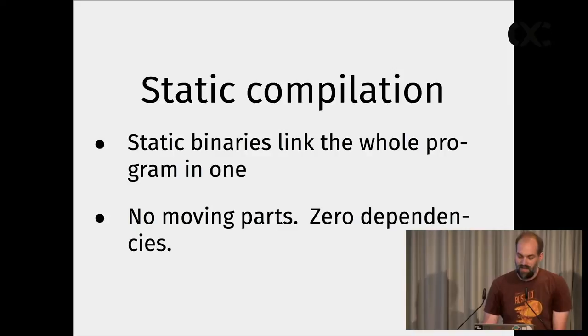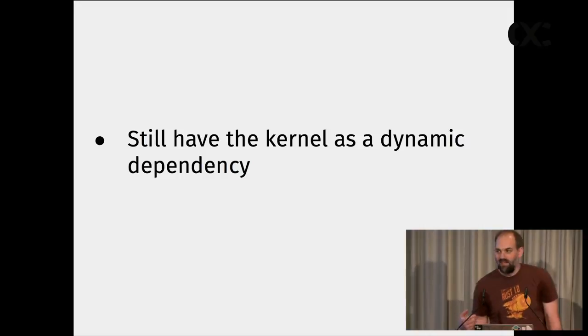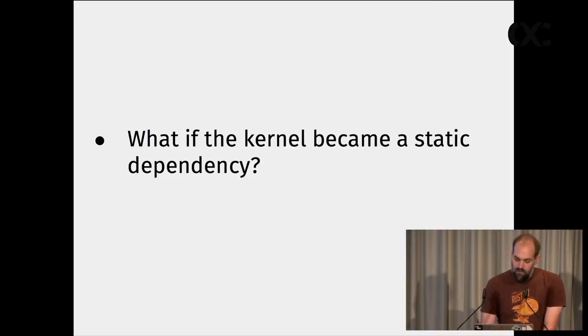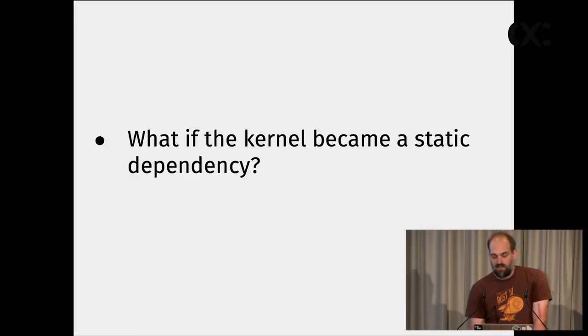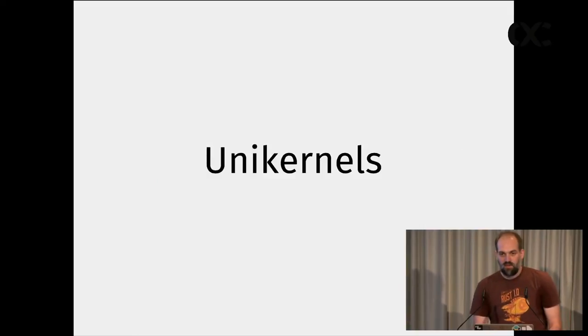That's actually not the case, because you still have a kernel as a dynamic dependency. So if you statically compile something for Linux, you still need to run it on a Linux machine and not on a Windows machine. But what if we actually turned the kernel into a static dependency, treated it as a library, and say, we're just going to run this on some kind of computing machine? That still means we have the architecture as a dependency, so the whole thing just moves a little. But we can do that. And that's the idea of unikernels.